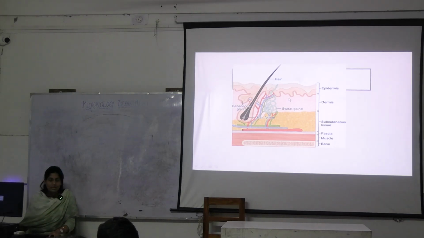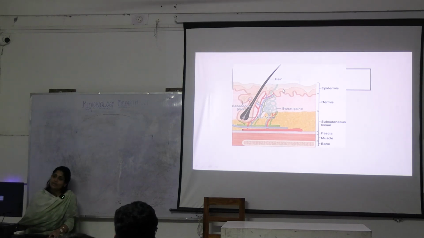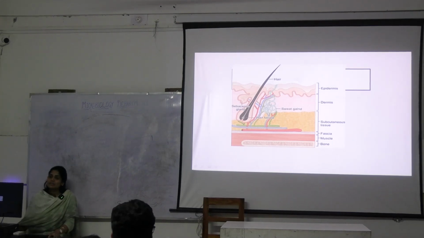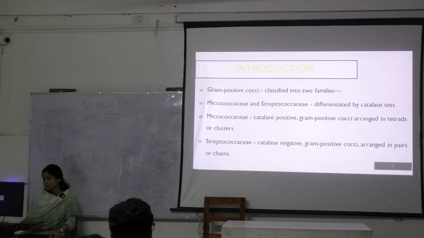So we're dealing with the causative organisms that can lead to skin and soft tissue infections. Again, what are the 4 entities that you have studied in microbiology? Bacteria, virus, fungus and parasites. Out of that, we'll be dealing with 2 main bacteria today: Staphylococcus, Streptococcus, some viruses and fungi, okay? So, starting with the first bacterium, Staphylococcus.